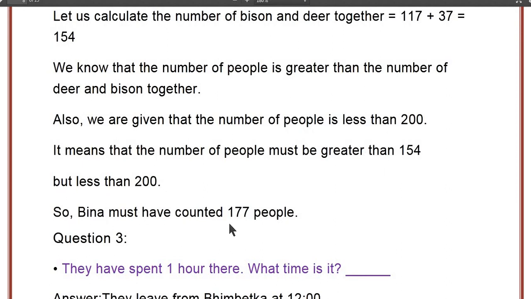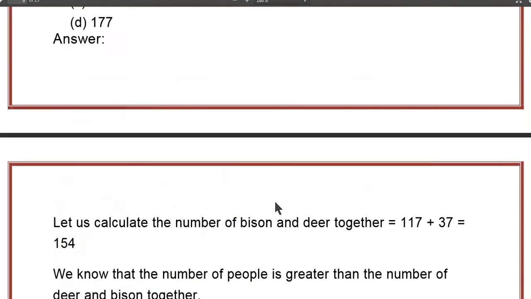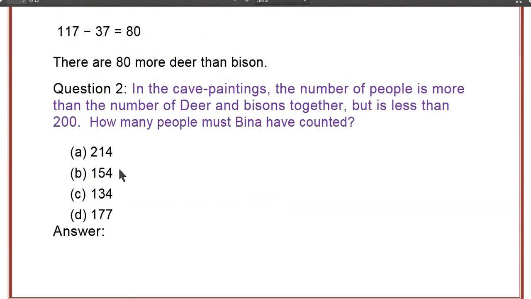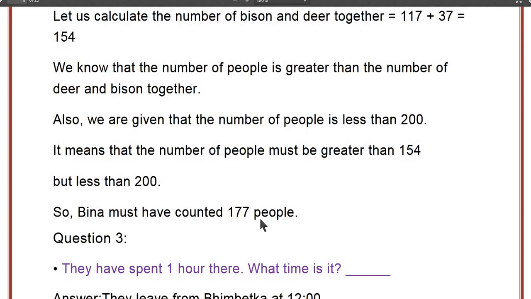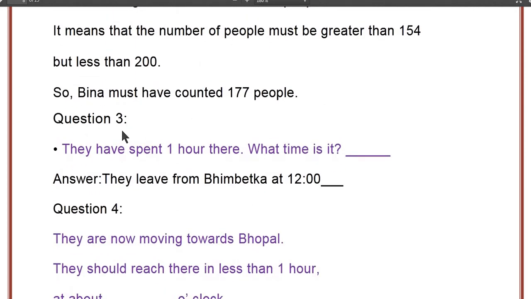So Beena must have counted 177. How is it possible? 154 is not there because bison and deer together is 154, and 134 is also not there because it is not greater than 154. And 200 is not there because it must be less than 200. So the only remaining option is 177. So Beena counted 177 people.